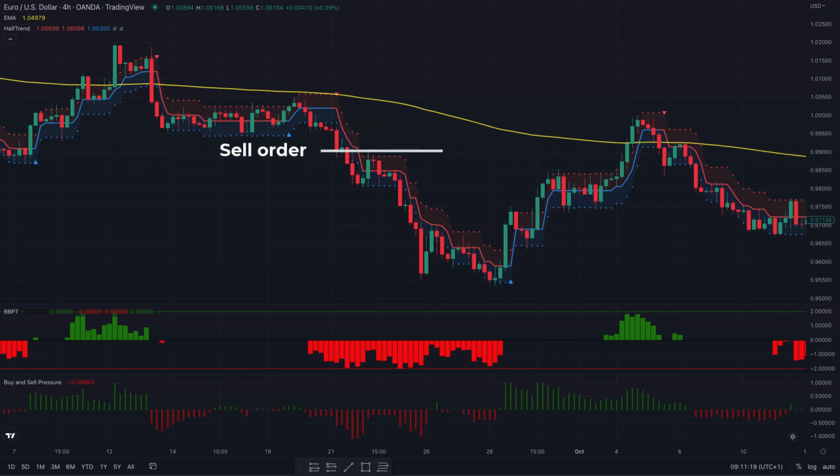Finally, we place a sell order at the close of the candle. Then, we can place a stop-loss order at the middle line of the half trend indicator. The take-profit order will be set at 2 times the risk.